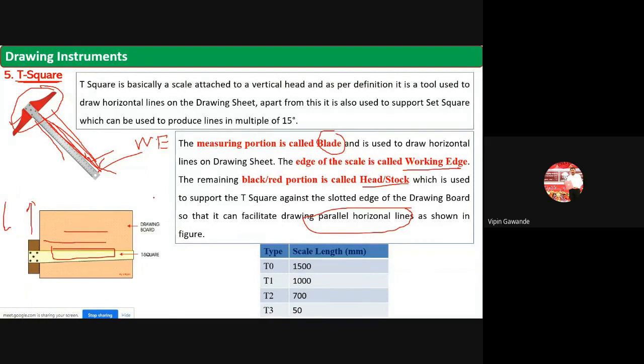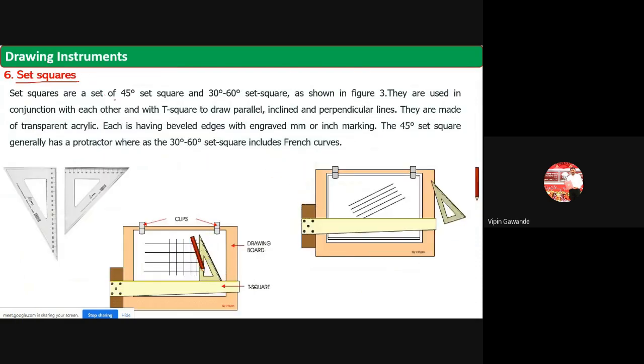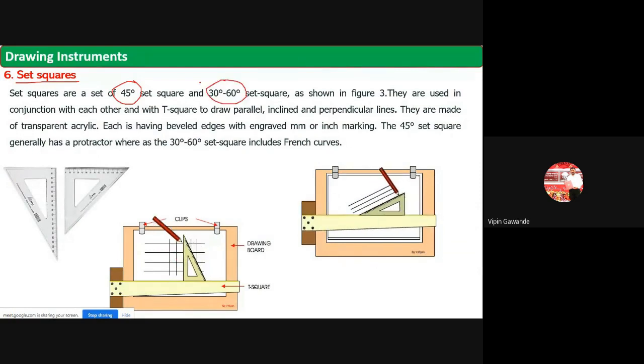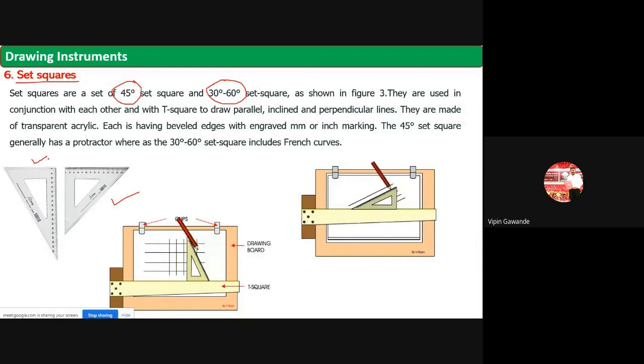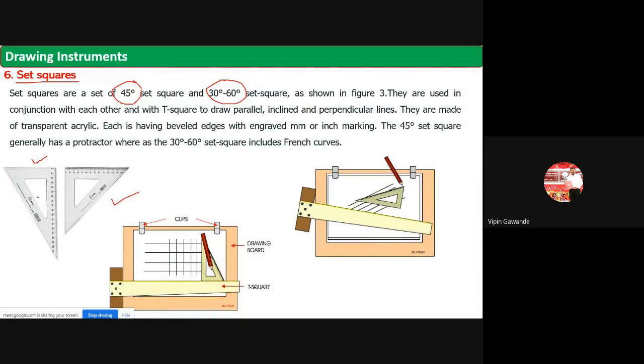Yes. Now, along with the T-square, we have to use what? A set square also. The set squares are of two types: one is the 45-degree and another one is the 30-60-degree set square. Okay, so this is the 45-degree set square and this is the 30-60, 90-degree. That is the set square. Okay, so these are the two types of set square.